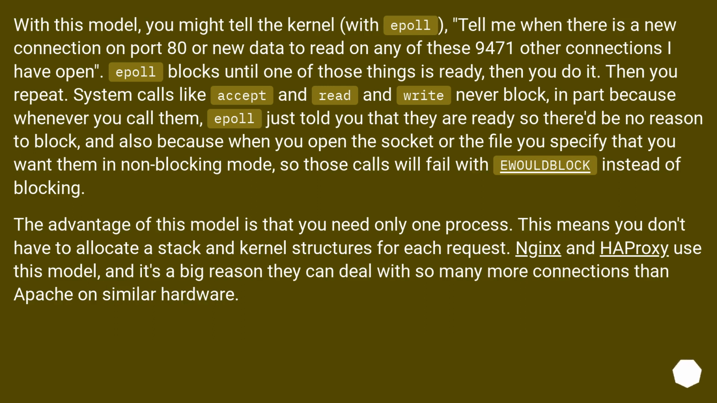Then you repeat. System calls like accept and read and write never block, in part because whenever you call them, poll just told you that they are ready, so there'd be no reason to block, and also because when you open the socket or the file you specify that you want them in non-blocking mode, so those calls will fail with EWOULDBLOCK instead of blocking. The advantage of this model is that you need only one process. This means you don't have to allocate a stack and kernel structures for each request. Nginx and HAProxy use this model, and it's a big reason they can deal with so many more connections than Apache on similar hardware.